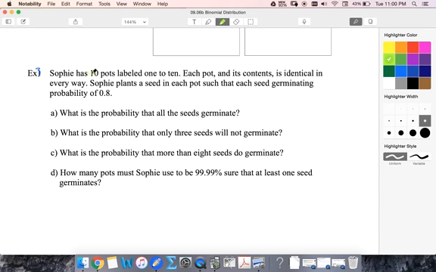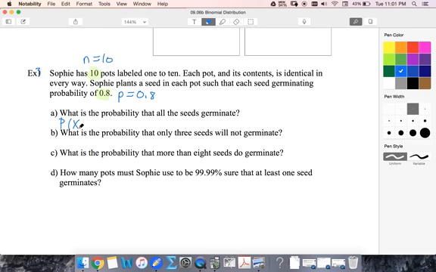So this is my n value. I have 10 different things that are exactly the same. That's like the same as flipping a coin 10 times. Plants a seed. Each seed germinates, probability of 0.8. So that is my probability of success. Okay, what is the probability that all the seeds germinate?